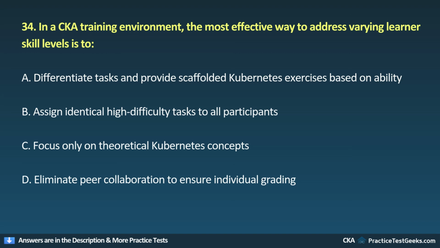34. In a CKA training environment, the most effective way to address varying learner skill levels is to A, differentiate tasks and provide scaffolded Kubernetes exercises based on ability. B, assign identical high-difficulty tasks to all participants. C, focus only on theoretical Kubernetes concepts. D, eliminate peer collaboration to ensure individual grading.